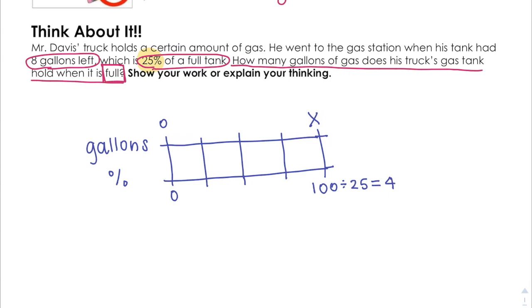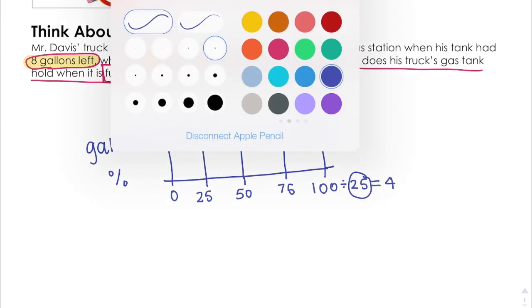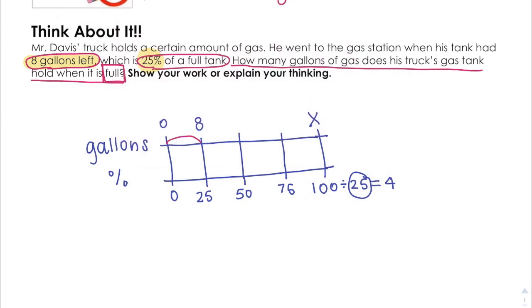All right, now we skip count by 25 because that's the number we have to hit. So 25, 50, 75, 100. We also know that the 25% was the same thing as 8 gallons. So with 25%, I'm going to put 8. Now I notice that from 0 to the first hash mark, I'm counting by 8. So that tells me I'm counting by 8 between each and every one of these distances.